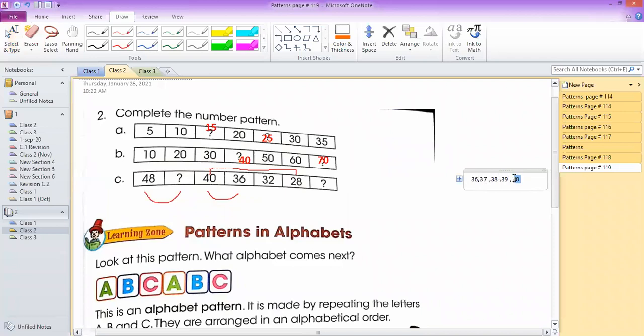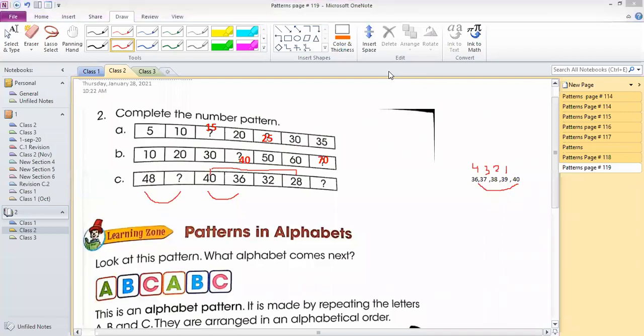Okay. You were at 40. You go back one time, it was 39. You go back two times, it was 38. To reach 36, how many times do you go back? 1, 2, 3, and 4. How many times do you go back? Four times. That means you minus 4 from 40. 40 minus 4 equals 36.